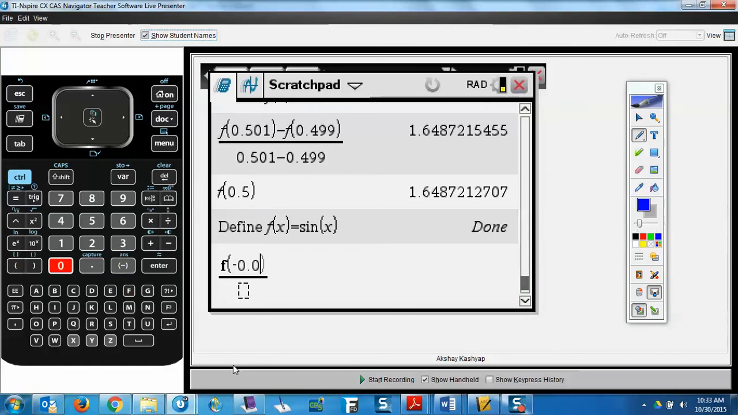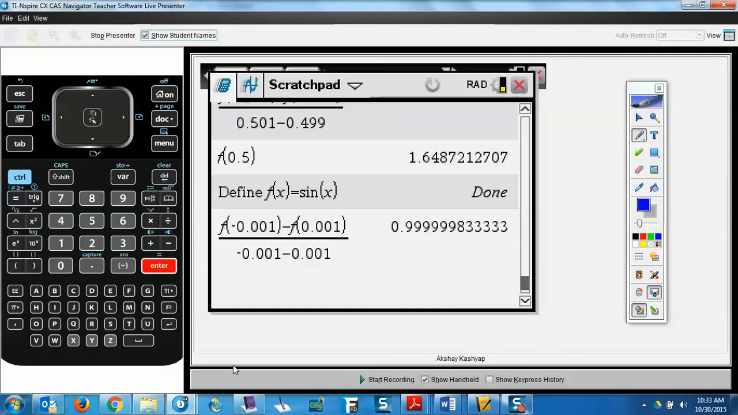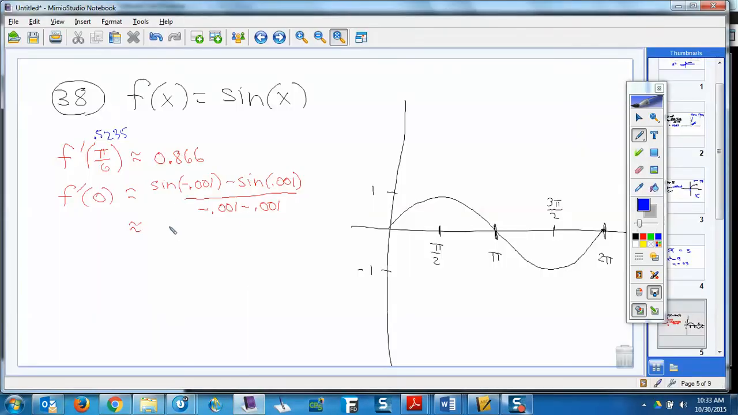Negative 0.001, let's do 2 zeros and a 1. There you go. Minus, and then f of, and the nice thing is we can go up and grab this and just change our numbers, right? Because it's still the sine function every time. So we don't always have to retype everything. Okay, what would you call that? 1. So it looks like the sine graph at 0 has a slope of 1. Seems reasonable. 45 degrees. I would say that's probably 1.